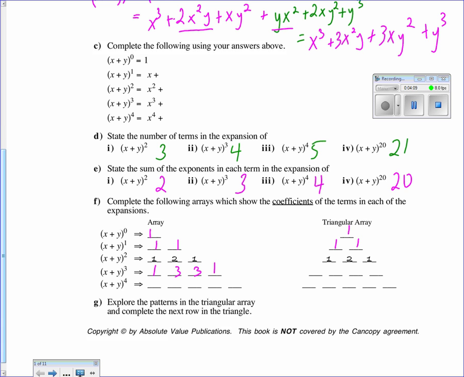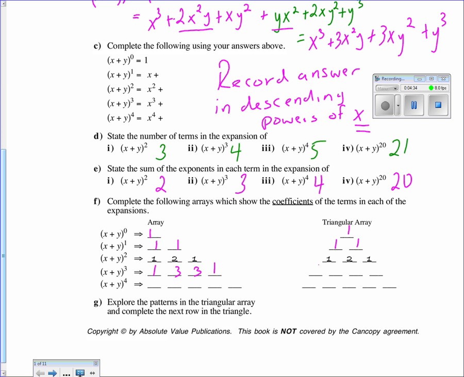Now remember how you're recording your answer. You're recording your answer in descending powers of x. That's how this has a pattern. That's our standard form. So this is 1, 3, 3, 1.